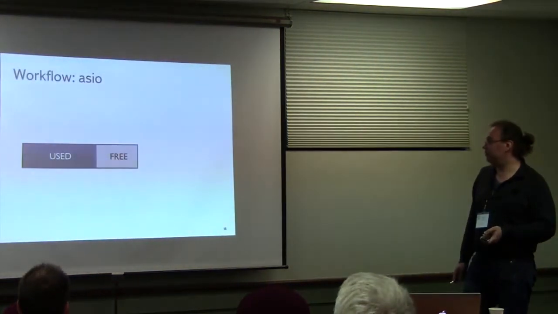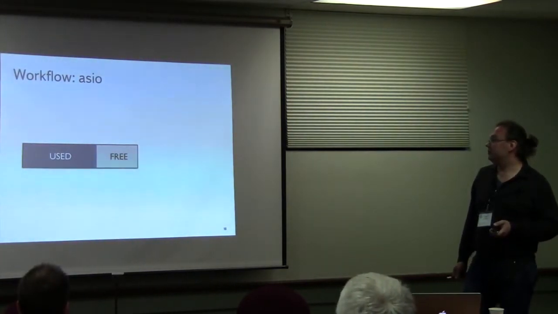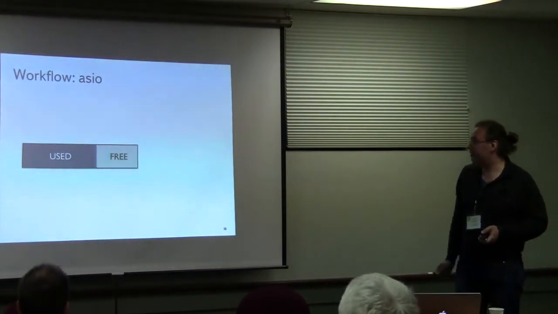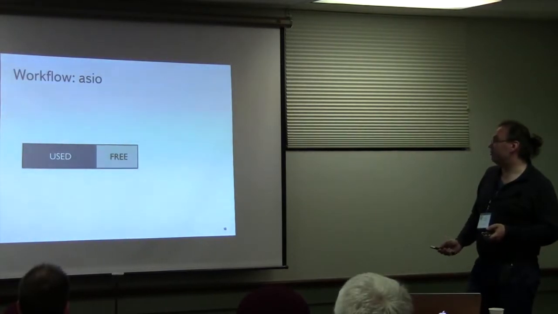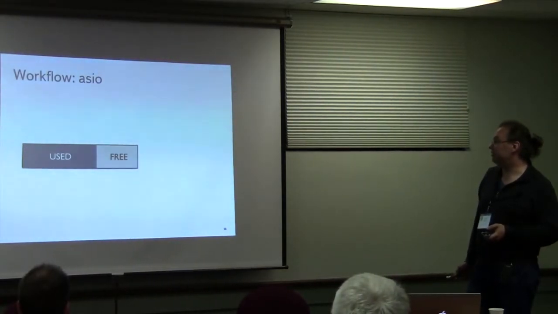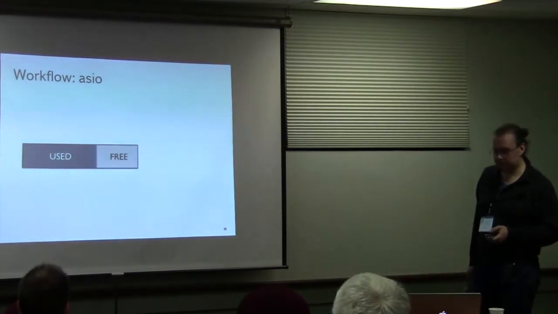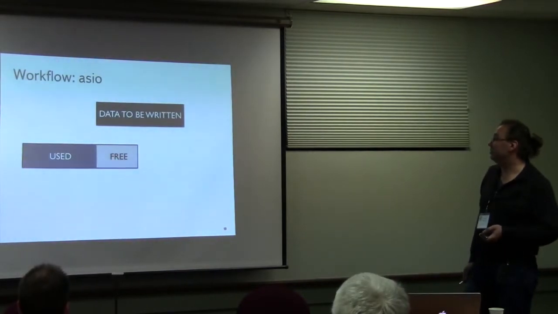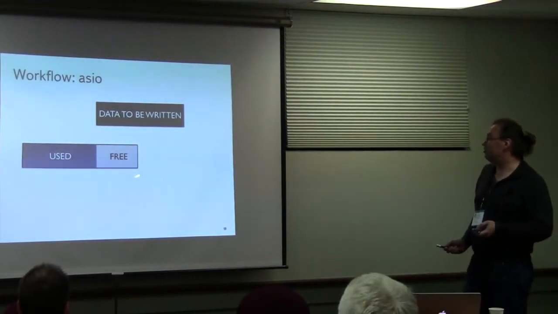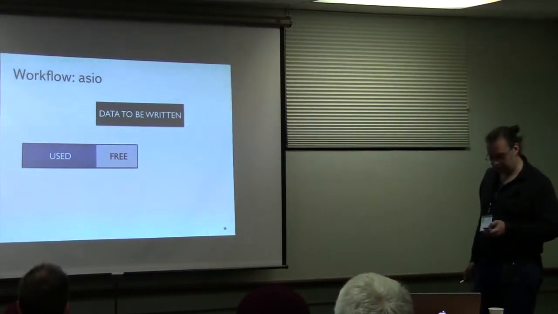Let's look first at how the Asio buffer works. We have some memory. The first part of this memory is used by old data, received in the past, and the second part is free. Here comes new data to be written, and oops, we don't have enough free memory to fit this data. What should we do?